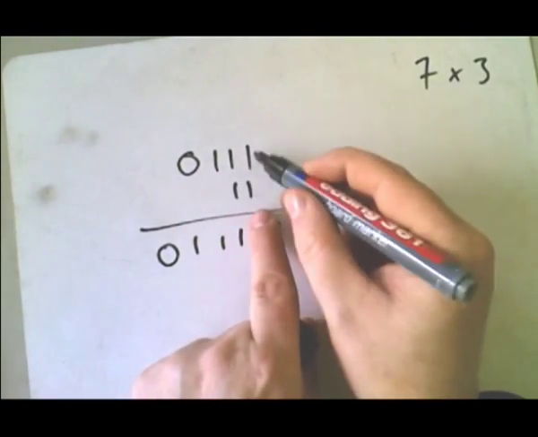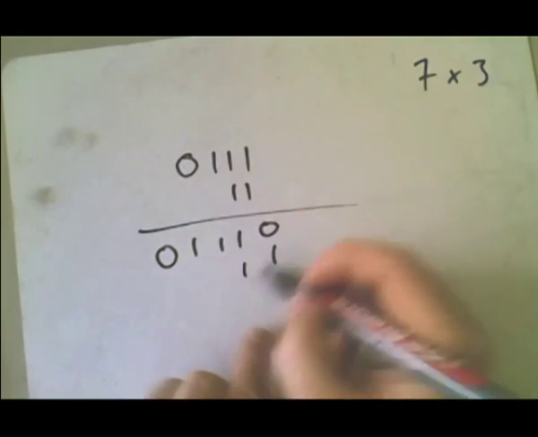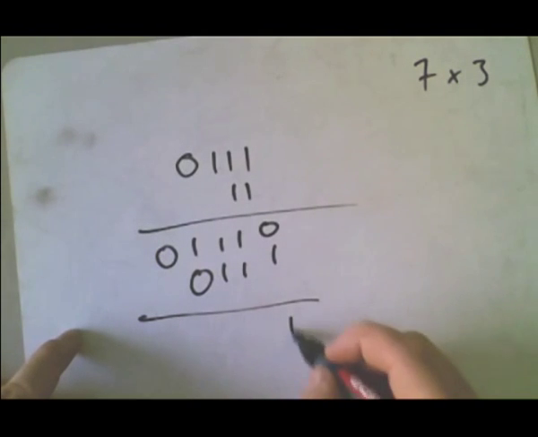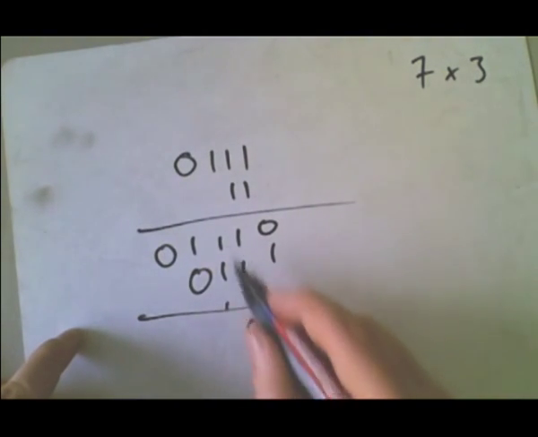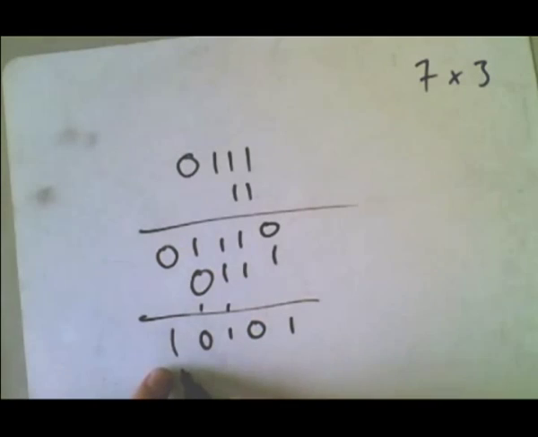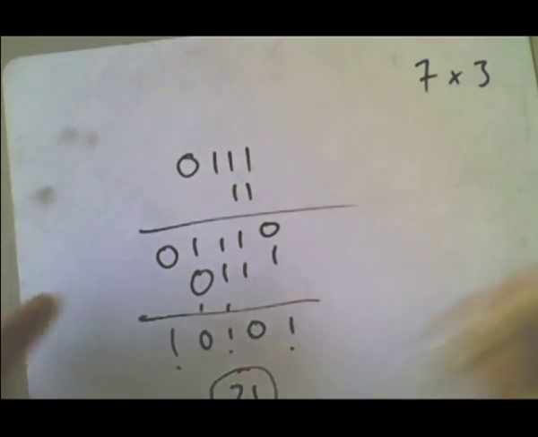Then do the next one. 1 times 1 is 1, 1 times 1 is 1, 1 times 1 is 1, 1 times 0 is 0. Add them up. That's 2, that's 3, that's 2. And the answer is 16 and 4, which is 20, and 1 is 21, which is correct. Okay, works exactly the same way.